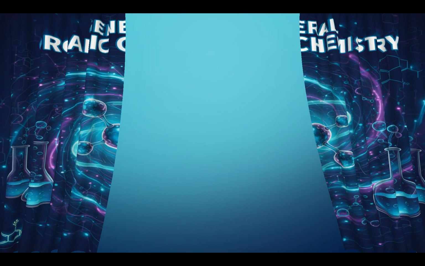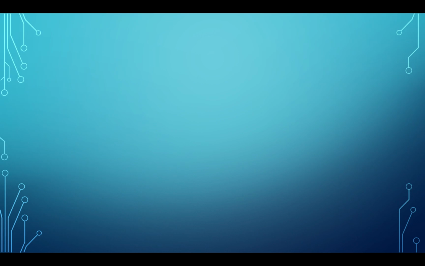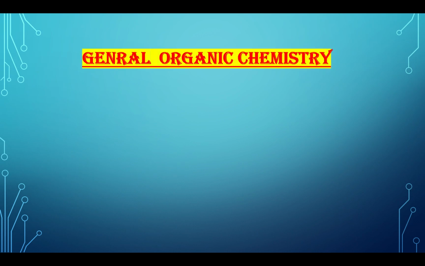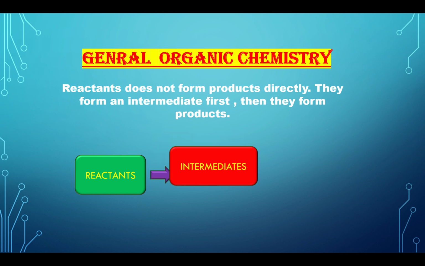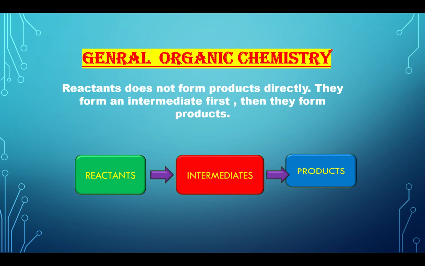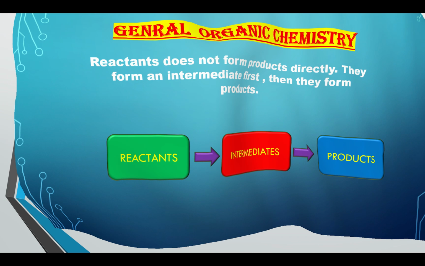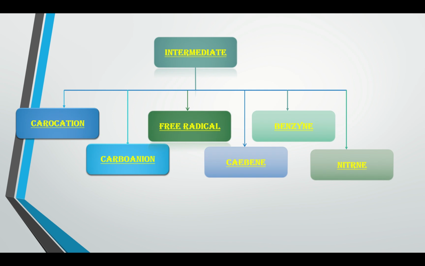At first, I want to inform you that reactants do not form the product directly. At first, they form an intermediate. Then they form a product. That's why here you can see that the reactant comes first, then the intermediate, then the product. Now we come to the intermediate part. Here you can see the intermediates that we have to know.